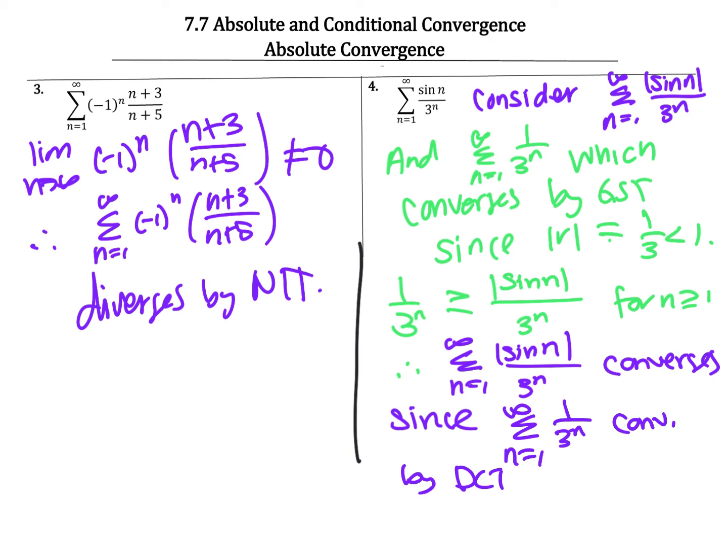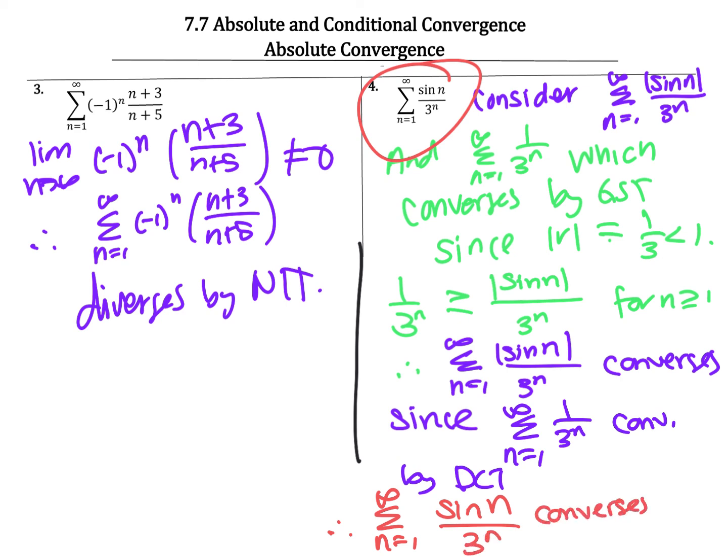comparison test. So what we just said is if we took this series that we started with and we made all the terms positive, if all the terms are positive, it converges. What that means is if some of the terms are negative, it's still going to converge. So we can say, therefore, the sum from n equals 1 to infinity of sine of n over 3 to the n converges absolutely. It converges absolutely because if it converged when all the terms were positive and then half of them are negative, it is still going to converge.